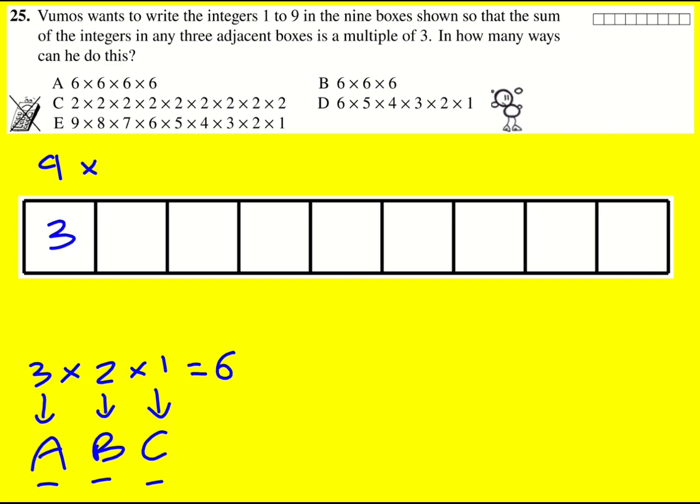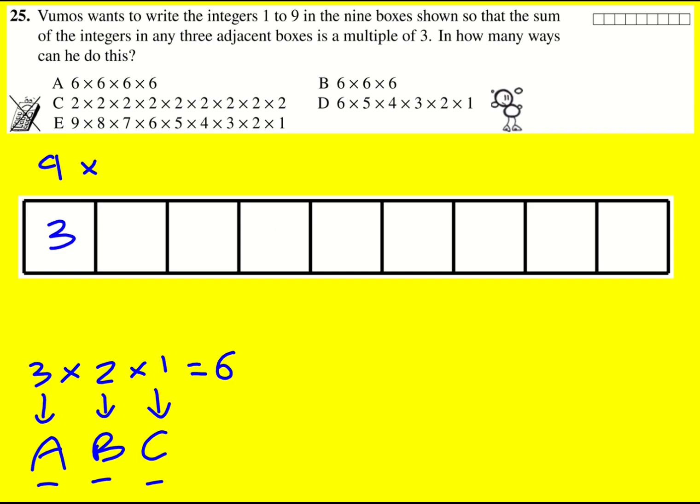Right, now for the second one, actually, it might seem like I have 8 choices, but I need to be a bit careful because if I put a 6 in here, then I would have to put a 9 here to make the three adjacent boxes a multiple of 3, but then I wouldn't be able to put one here. So actually, I can't just put any number in that second box. It can't be a multiple of 3.